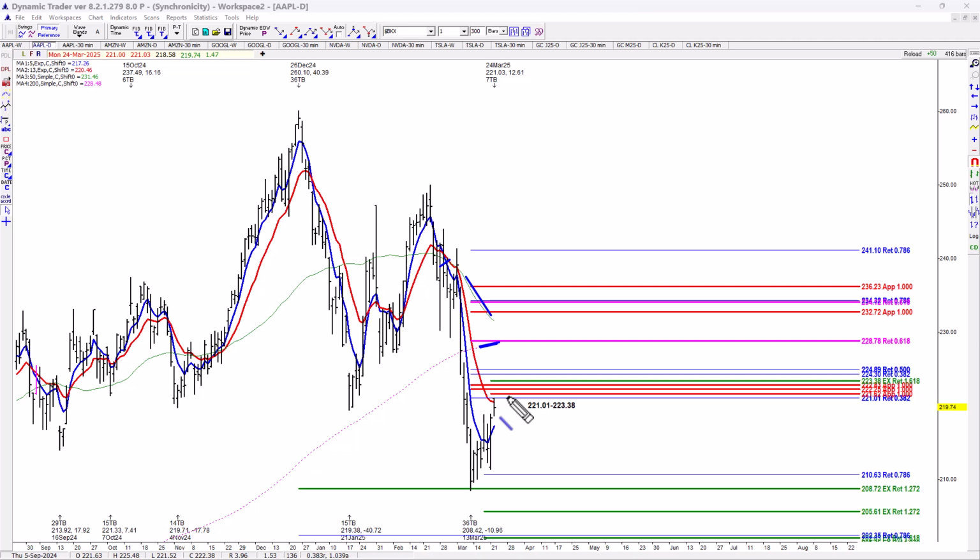So what does this mean? We have to be prepared for a possible failure. This is the next decision. We're up against it right here, right now. It comes in at the 221.01 to 223.38 area. It includes a 382 retracement, 3 symmetrical projections, and a 1618 extension.